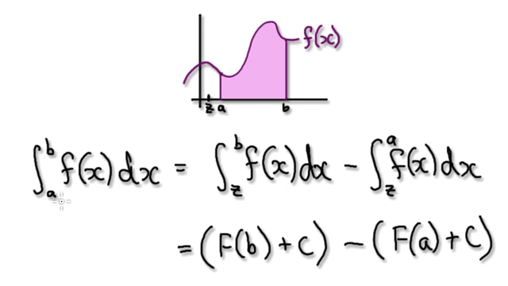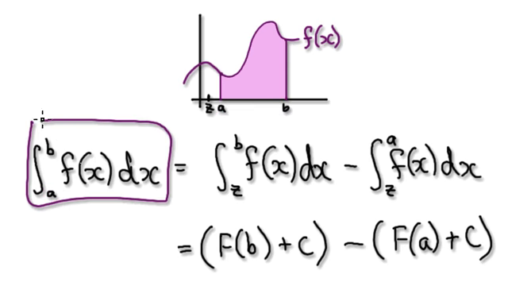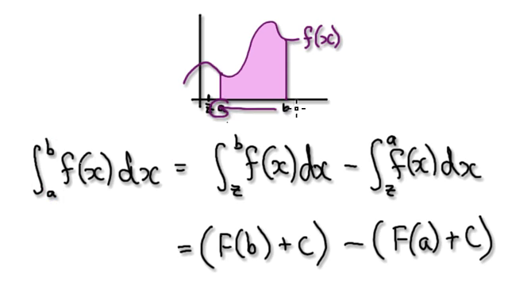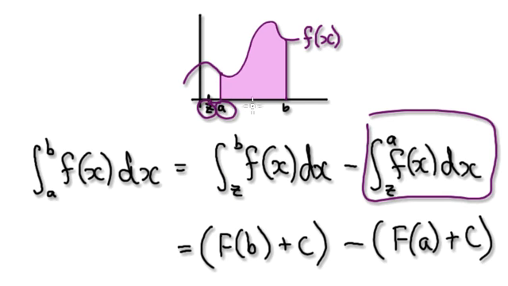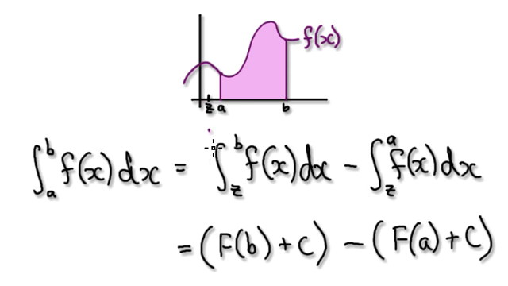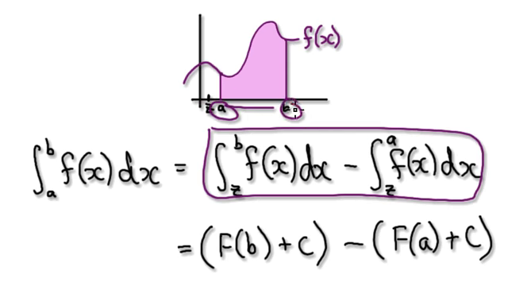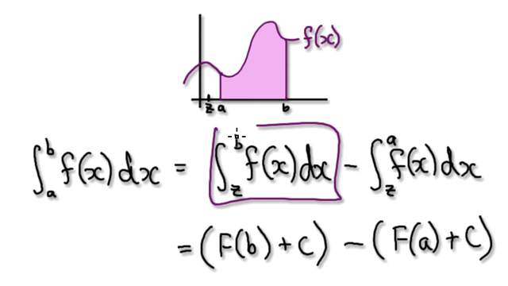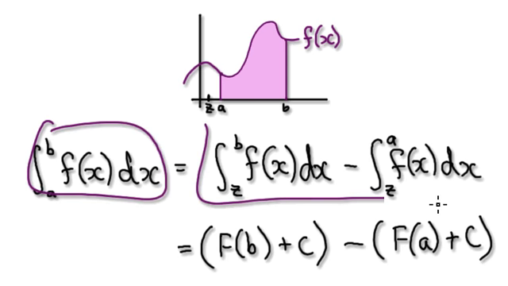Now if you want to find this area from A to B, which is our target, create an artificial point Z. Evaluate from Z to B, so work out this whole area here, and then take away from Z to A. Then what's left would be from A to B. So from Z to B, take away from Z to A.